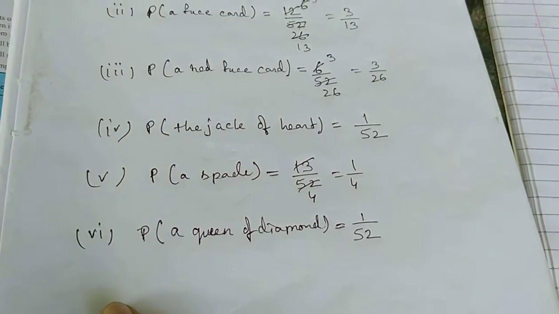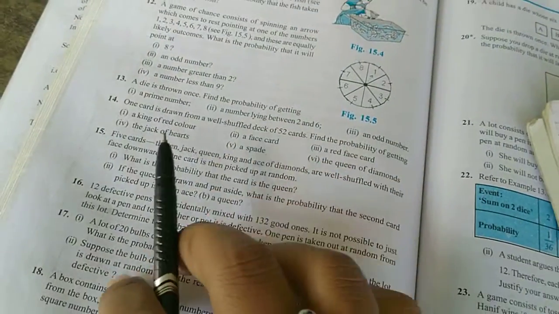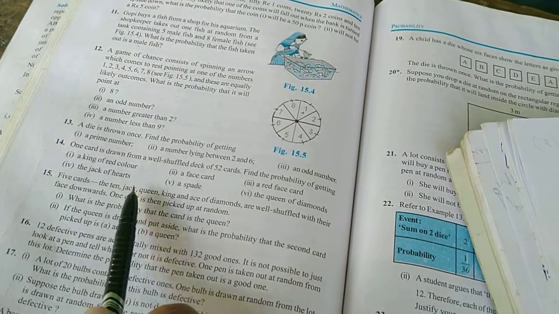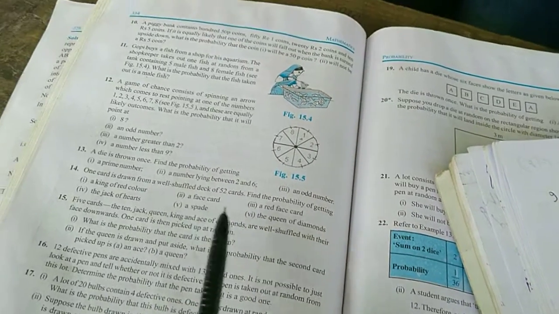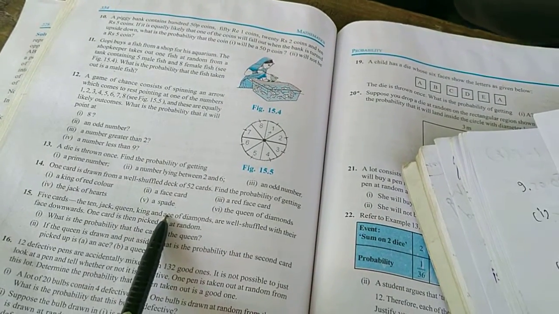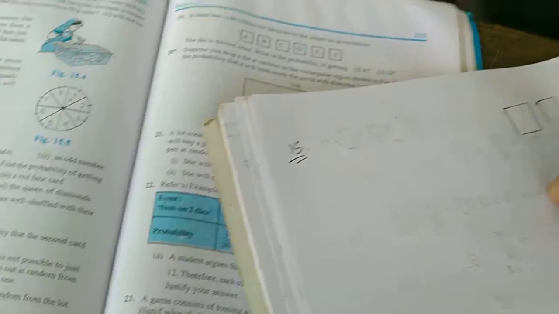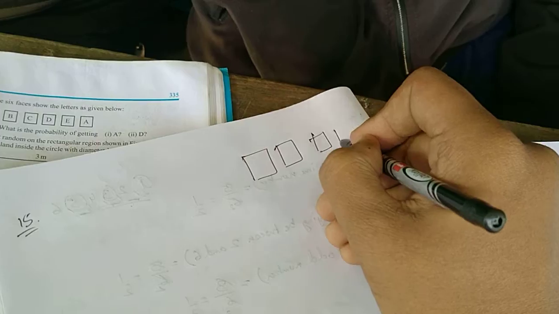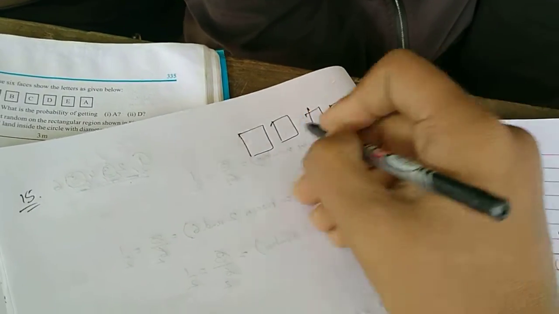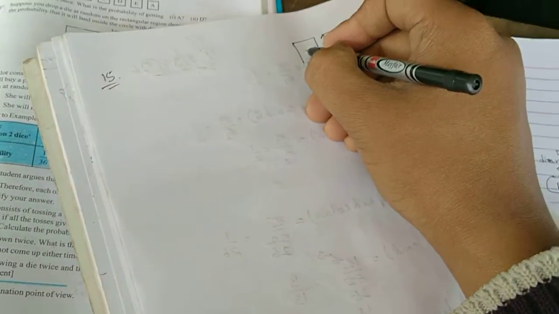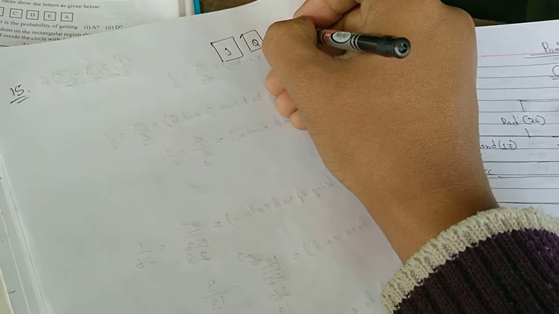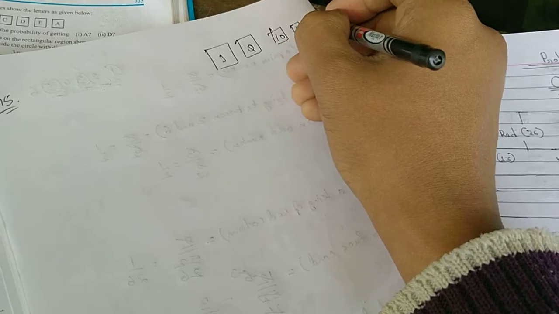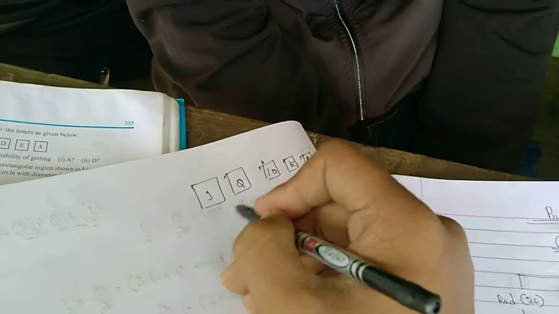Clear? Now, 5 cards, the 10, Jack, Queen, King and Ace of Diamond, are well shuffled. So this time all 52 cards are not there. How many cards are there? 5 cards are there. So 1, 2, 3, 4 and 5 cards are there. So one is your Jack, one is your Queen, one is your 10, one King and one Ace. So these are the cards we have, suppose.